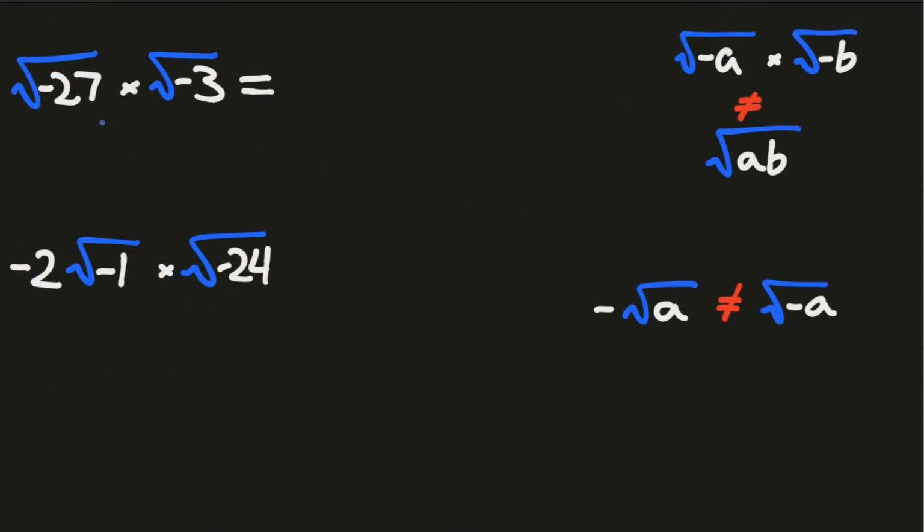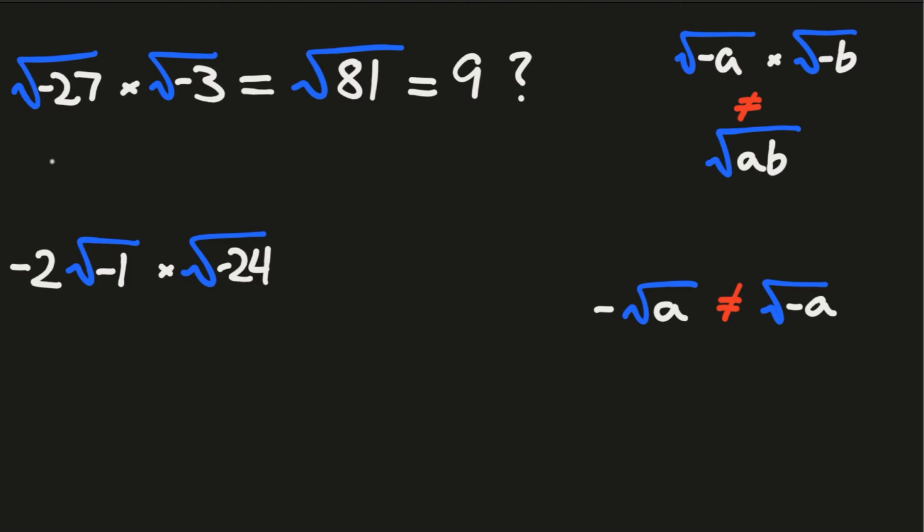We are given the square root of negative 27 times the square root of negative 3. Before solving this problem, it is important to note that the square root of negative a times the square root of negative b does not imply that these two negatives cancel out. What do I mean by this? One might say that we have negative 27 times negative 3, so the square root must equal 9.